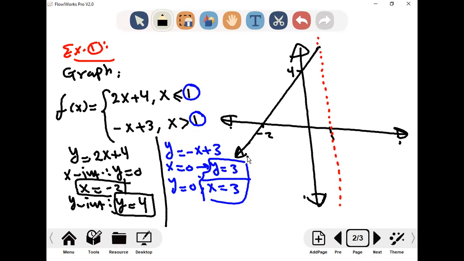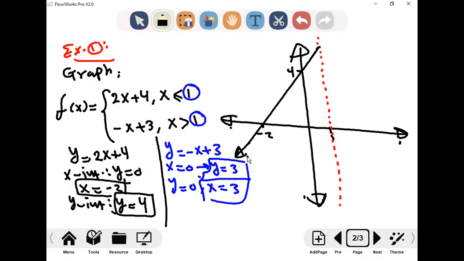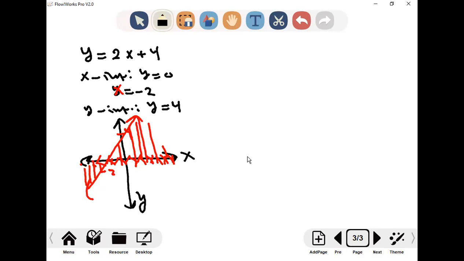What did I do? I made a line, but where did I stop? At the line x equals 1. I didn't go like we did here. Where is it? Here, for all x, right?